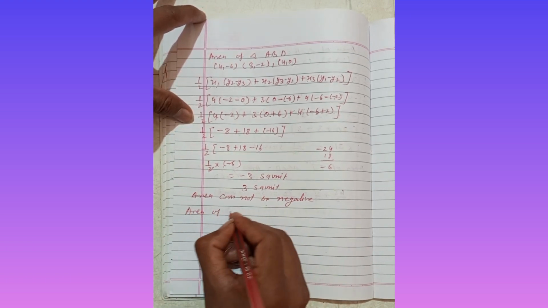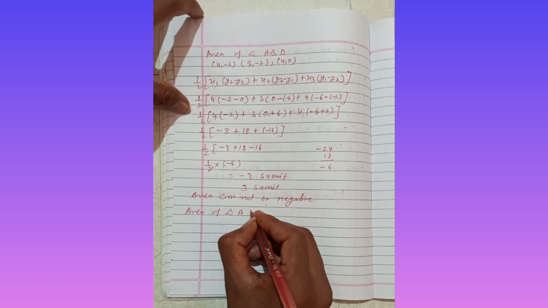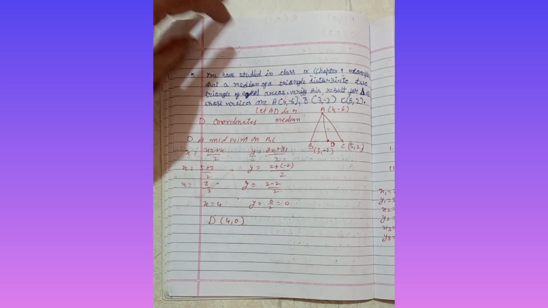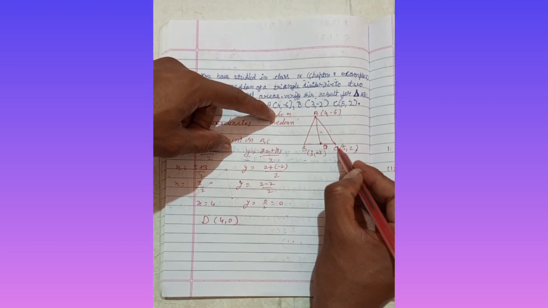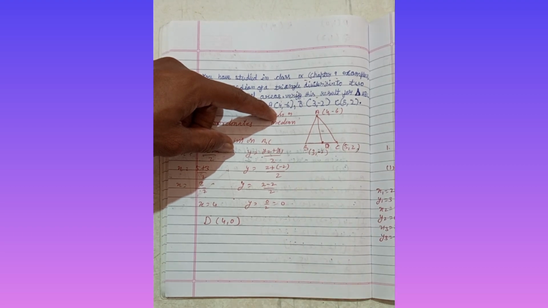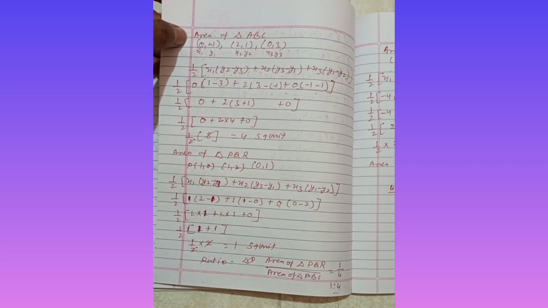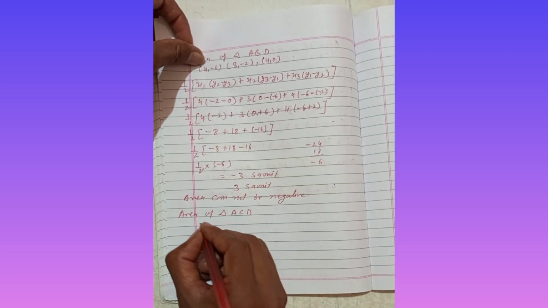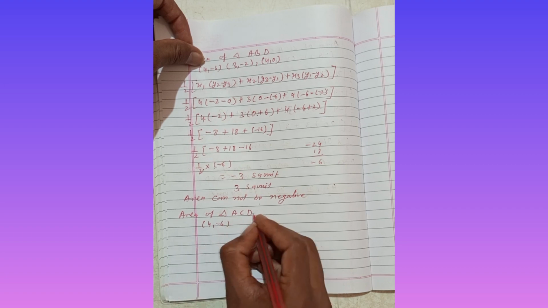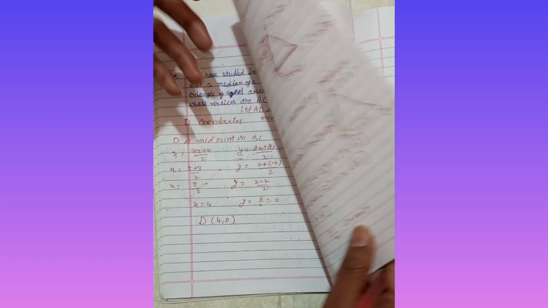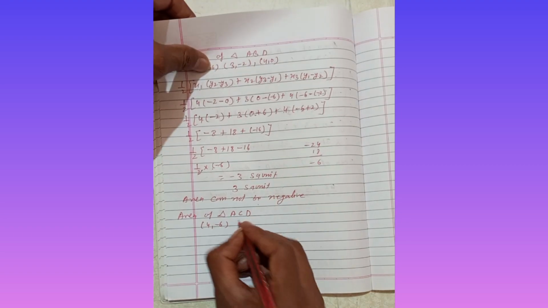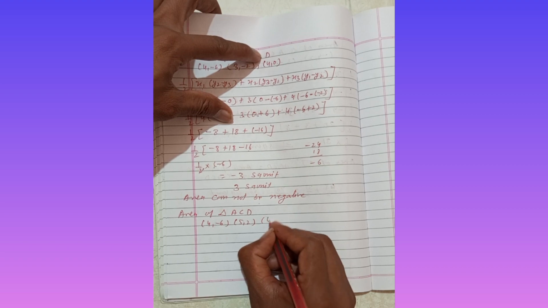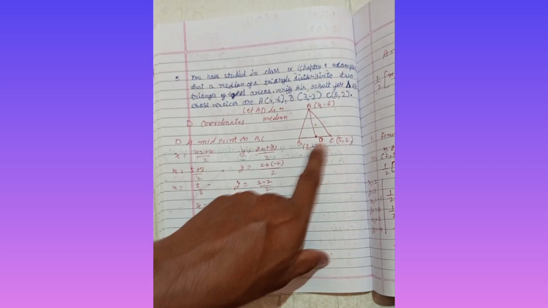Now we take the area of the other triangle, triangle ACD. What are the vertices of ACD? The vertex A is the same as before, 4 comma minus 6. The vertex C, as given, is 5 comma 2. And D, as we got earlier, is 4 comma 0.